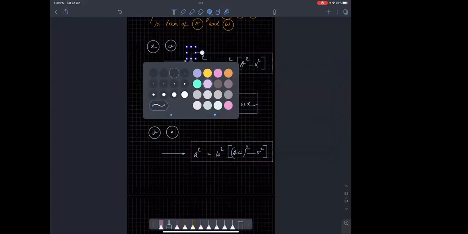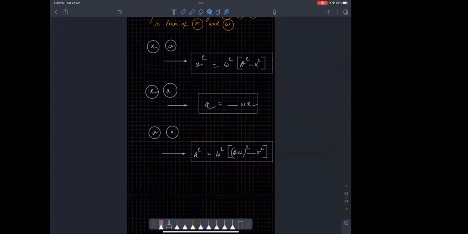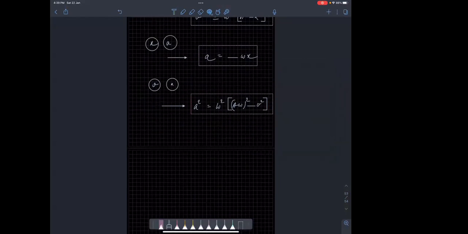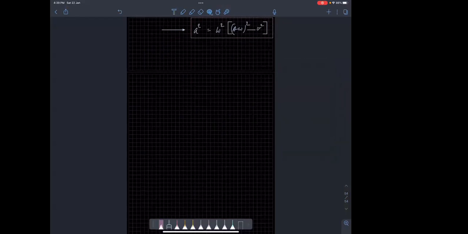Let us go back to finding time periods, but I'll show you a new method. Our old method was what? The method of force and second law. This was the method which we were using to derive the time period of different bodies and systems in SHM.